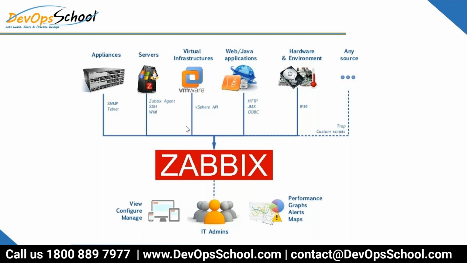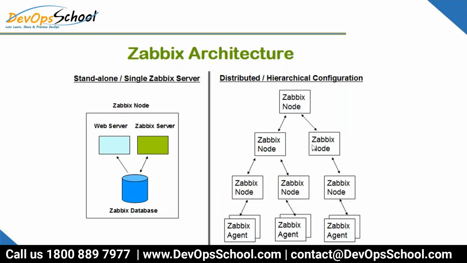Again, I have discussed this so many times. So Zabbix can monitor application servers, VMs, web applications, hardware, environment, any sources. Okay, more examples. Now you understood. So here this is a standalone single Zabbix server. We will try to install this because we have limited infrastructure. But in real life, this is how you can do that.